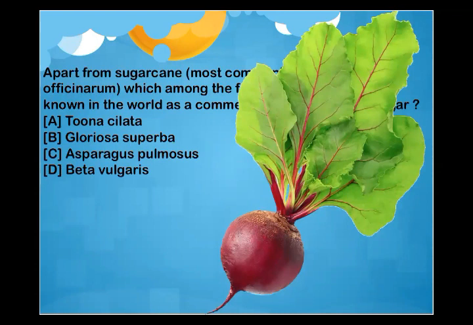Apart from sugarcane, Saccharum officinarum, which among the other plants has been accepted worldwide as an alternate for sugar? A. Tuna ciliata, B. Gloriosa superba, C. Asparagus plumosus, D. Beta vulgaris. The beetroot, Beta vulgaris, has been used as an alternate for sugarcane, because Beta vulgaris also has a very good amount of sugar. So it's been used as a replacement, since it doesn't produce such an effect on sugar level.